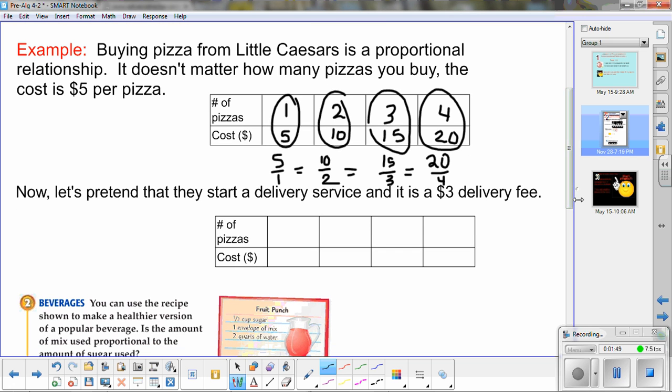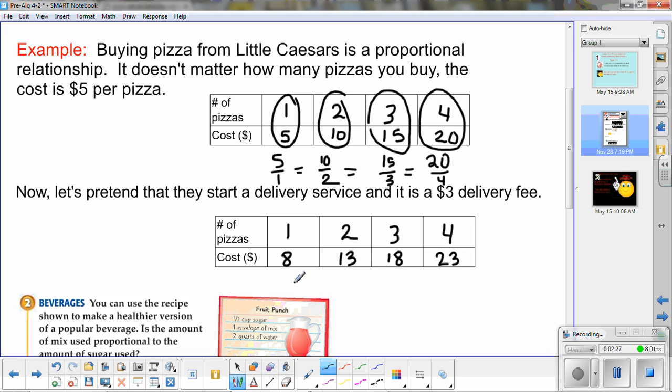Now let's pretend that they start a delivery service and it's a $3 delivery fee. If you order one pizza, it's going to cost you $5 plus the $3 delivery, which is $8. If you order two pizzas, it's going to be $10 for the pizza plus $3 for delivery. And then for three pizzas, it's going to be $15 for the pizzas plus $3 for delivery. Four pizzas, it's going to be $20 plus the $3 for delivery.